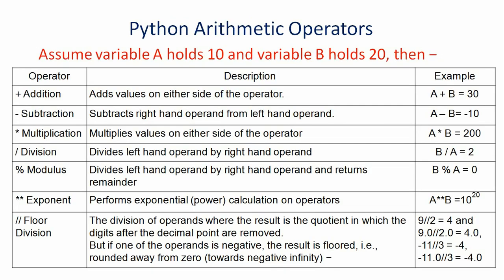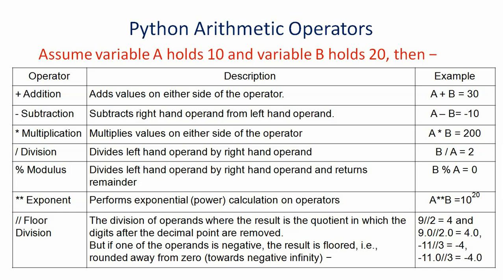Arithmetic operators. Assume variable a holds 10 and variable b holds 20. Addition adds values on either side of the operator. a plus b will give 30. Subtraction subtracts the right hand operand from the left hand operand. a minus b gives minus 10.